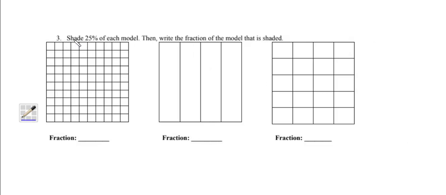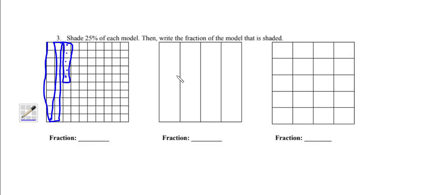It says shade 25% of each model, then write the fraction of the model that is shaded. Now, this one right here, this probably wouldn't be too bad. 1, 2, 3, 4, 5, 6, 7, 8, 9, 10 by 10. So we would just shade in 2 of these things, which I'm not going to do a very neat job because that would waste time. And then 5 of these. So 1, 2, 3, 4, 5. We would shade all that in, and that would be 25%.